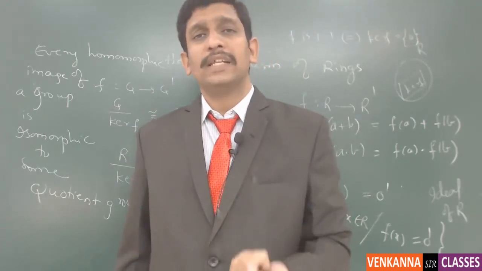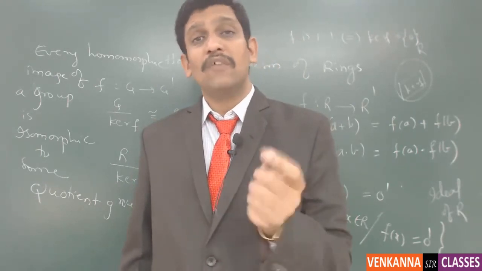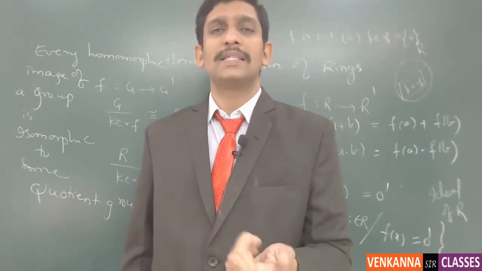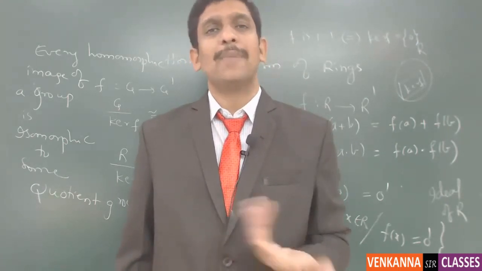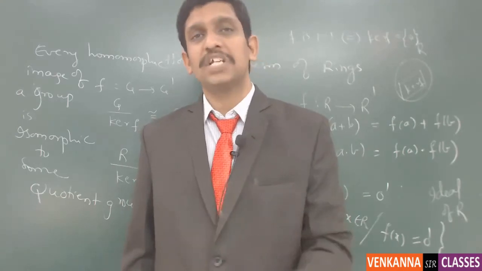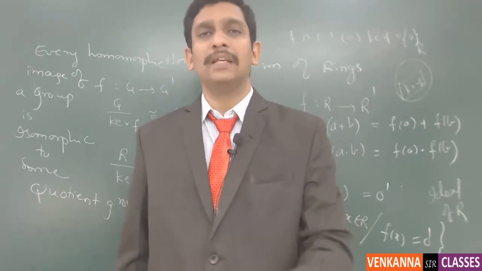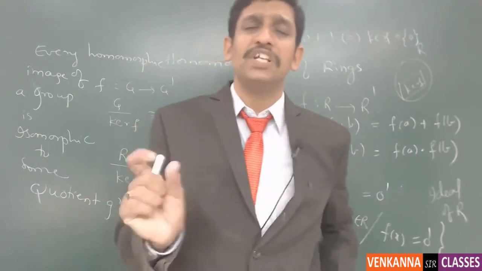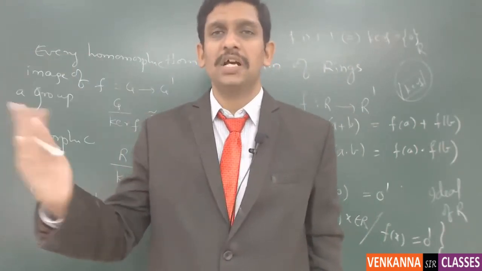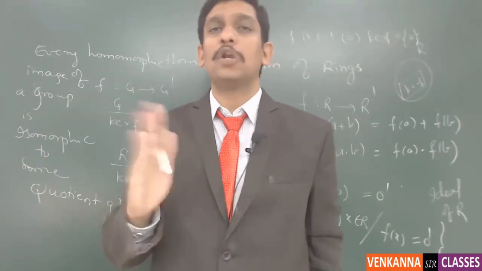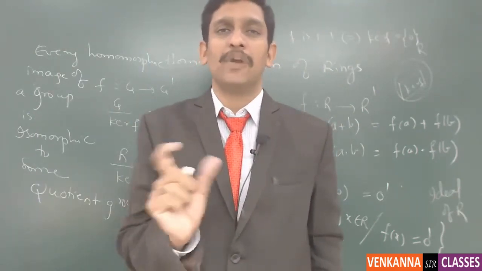So, if you take that F from R to R dash is a homomorphism, if the function is 1, 1, we call it as monomorphism. If the function is onto, we call it as epimorphism. If the function is a bijection, we call it as isomorphism. So the same definitions will come again. The only change is, there we write F from G to G dash. Here we write F from R to R dash. Same definition, same pattern, no change in the technical verbatim.